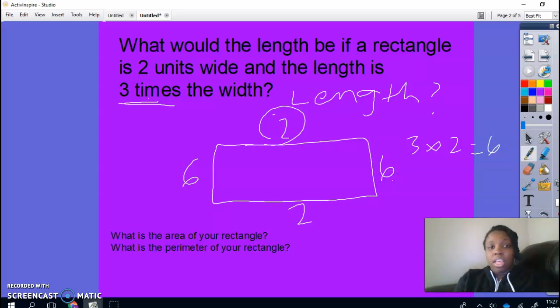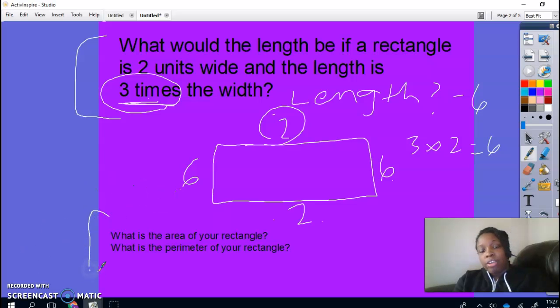Remember, they go on both sides. So what would the length be? My length would be 6 then. I solved that question. So the rectangle is 2 units wide, and the length is 3 times. You got to remember that 3 times means I'm multiplying it by my width, which gives 6. Now, we answered that question. Now we're going to answer the questions below it. We drew out our rectangle as well. It's very important to draw out when you're solving these word problems.